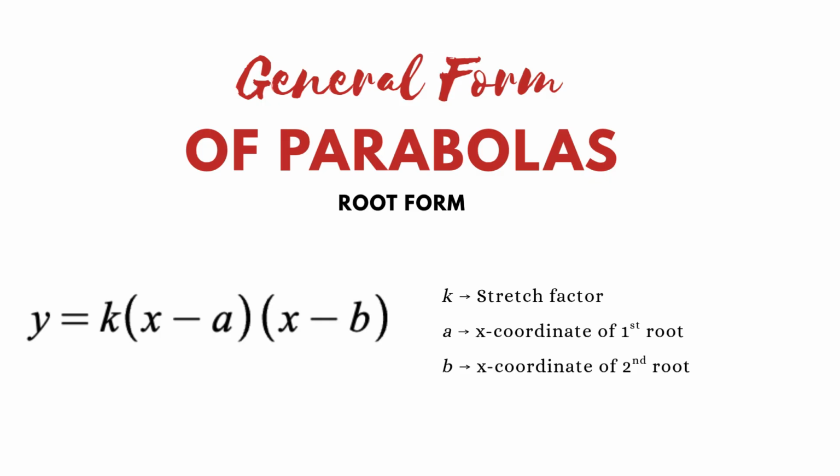Now let's look at the general form of parabolas, but now we're going to look at the root form. So here we've got y is equal to k in brackets x minus a, and then in brackets x minus b. Now over here, k is our stretch factor again. It's almost always the stretch factor, but here our a is our first root, the x coordinate of our first root, and b is the x coordinate of our second root. So that is how we can figure out the root form as well, and this is going to help us plot the parabola, which I'll show you now.